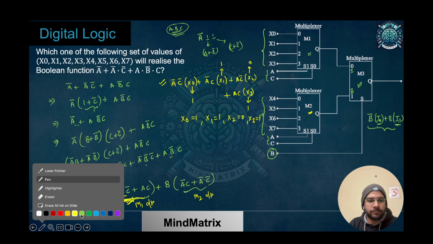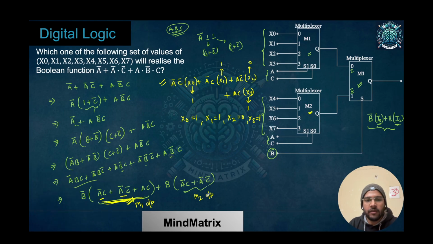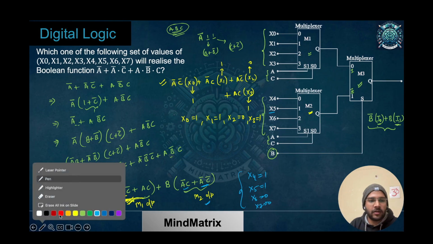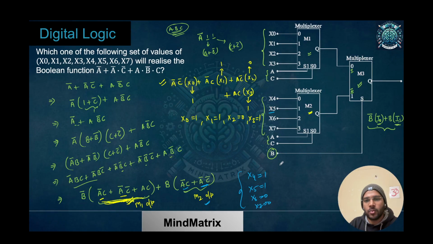Now similarly, if I talk about the M2 output, A complement C complement is present here, so can I say x4 is 1? The A complement C term is also present here, so x5 is going to be 1. And the other two terms are missing, so x6 is equal to 0 and x7 is also equal to 0.